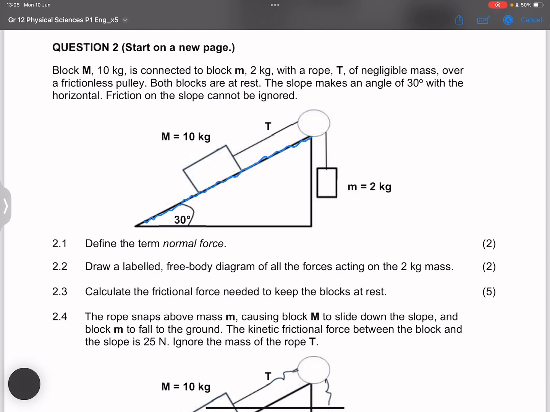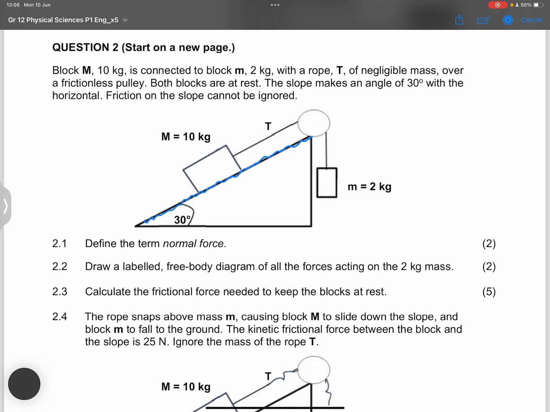Right, so they say to us we must define normal force. Now remember that normal force, ladies and gents, is a force or a component of a force of an object with a surface that it is in contact with, that is perpendicular to the surface. Okay, so please remember that definition. Now note the next question.